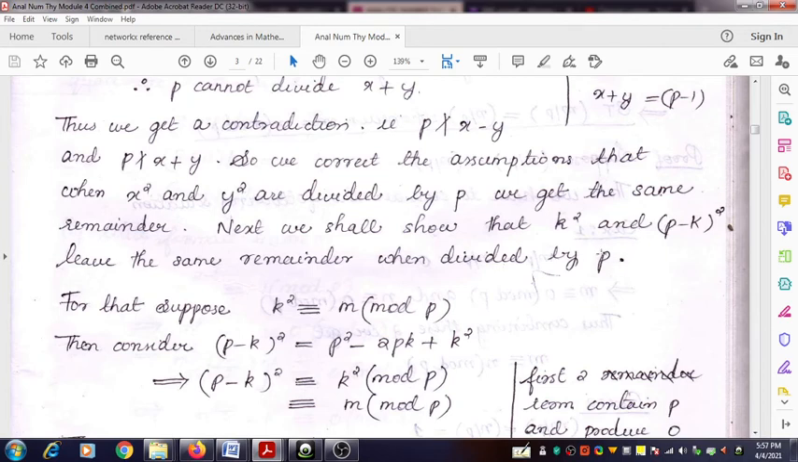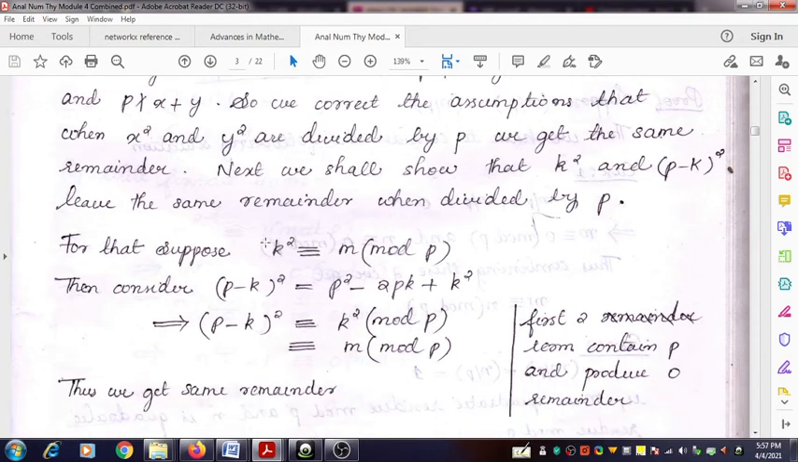Then we argue that when we divide these two squares by the number p, we get the same remainders. Sorry, it is not different remainders; we have to show that we get the same remainder. So when we divide k square and p minus k square by the number p, we are going to get the same remainder. For that, let's assume that when k square is divided by p, we get m as the remainder.